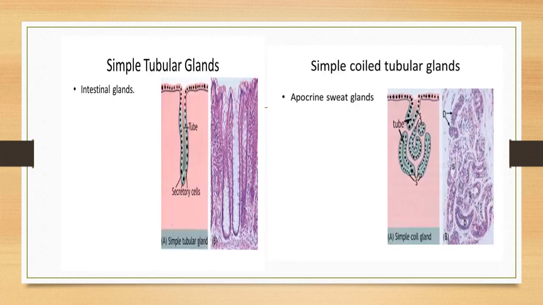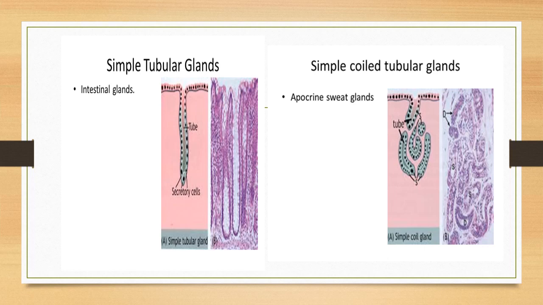Now you can see here the simple tubular glands. You can see the photomicrograph of the simple tubular glands with the long ducts and the pits and the tube-like acinar portions. So they are the intestinal glands.